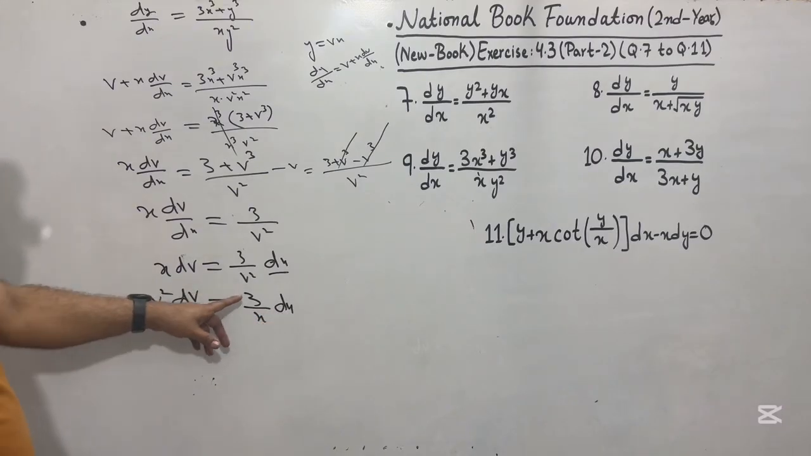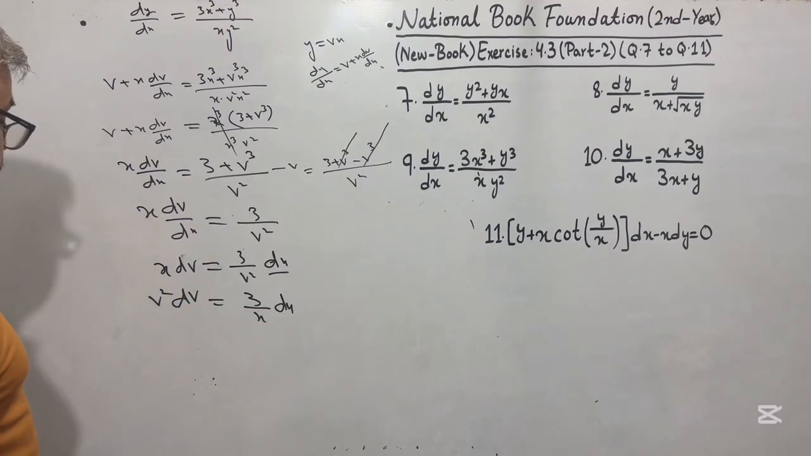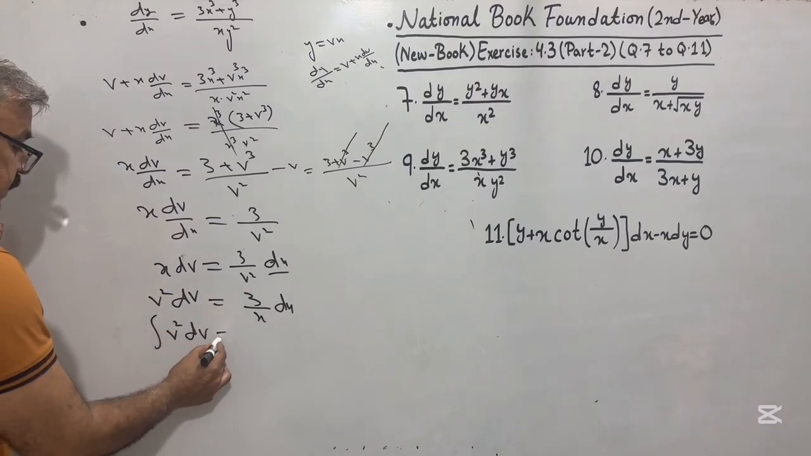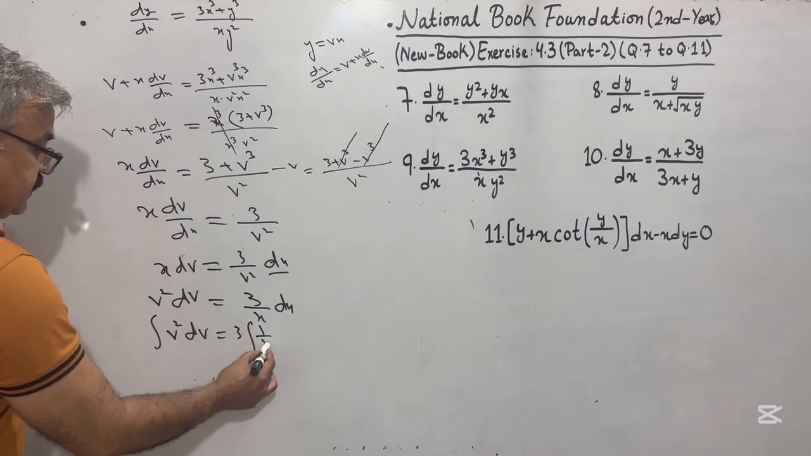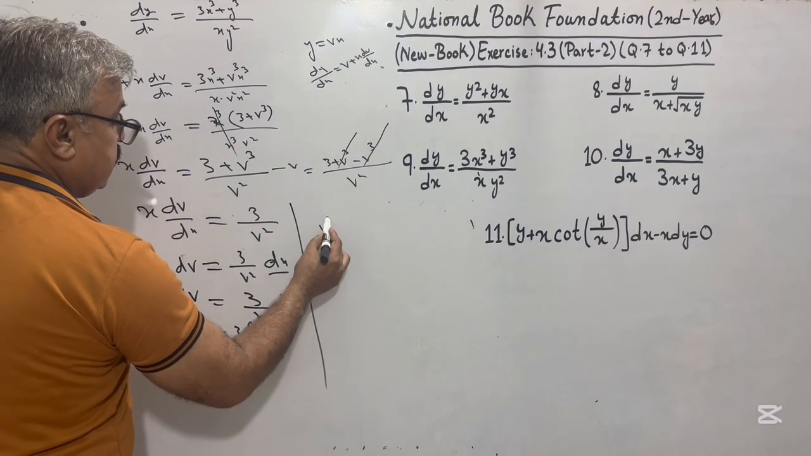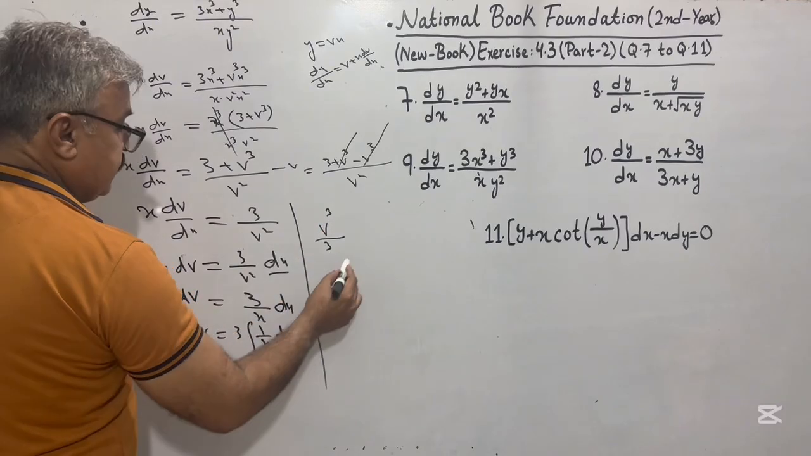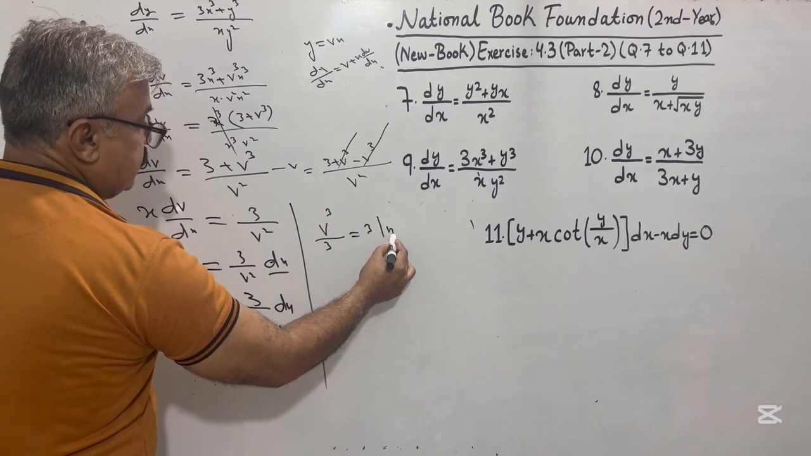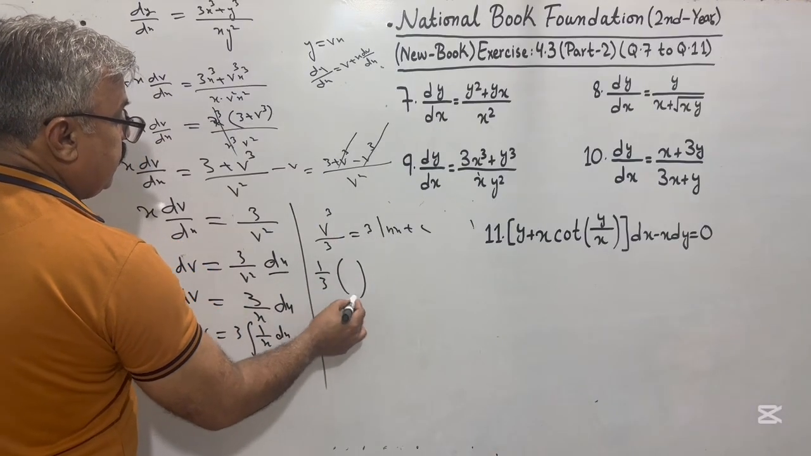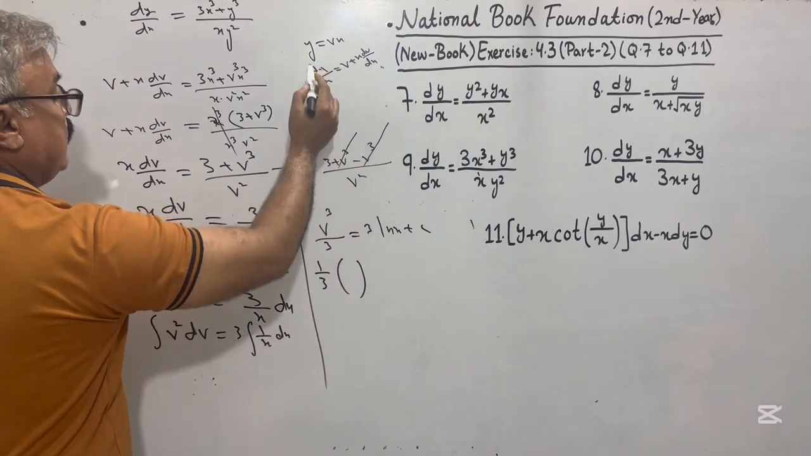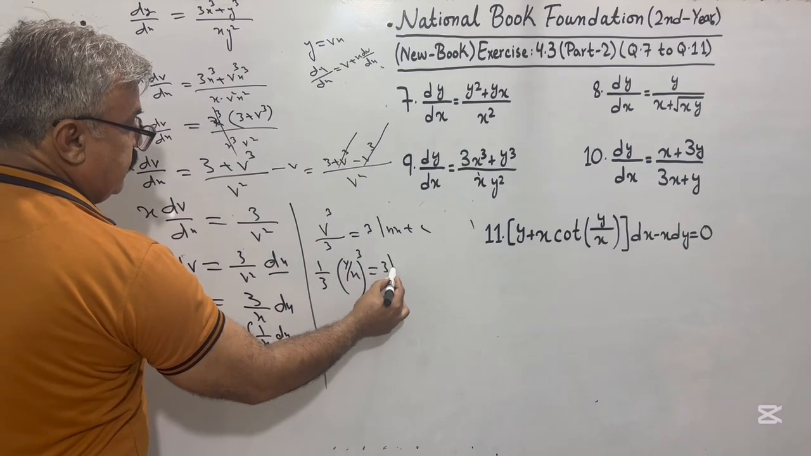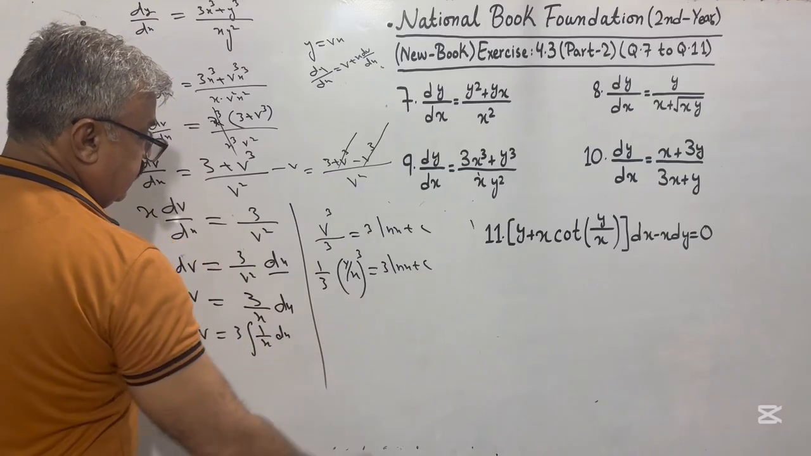Mathematically, from division to multiplication, from multiplication to division. Integrating with respect to their independent variables: v square dv, with 3 outside, equals 1 over x dx. It will become v cube over 3, simple integration, equal to 3 times ln x plus c. We put the value of v, which is y over x, the ratio of y and x. (y over x) cube over 3 is equal to 3 times ln x plus c.